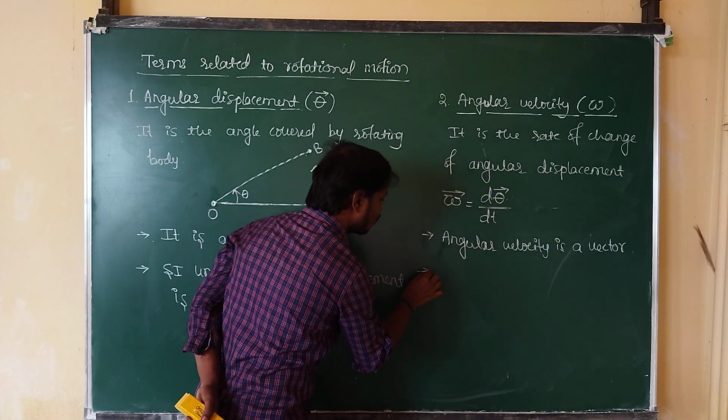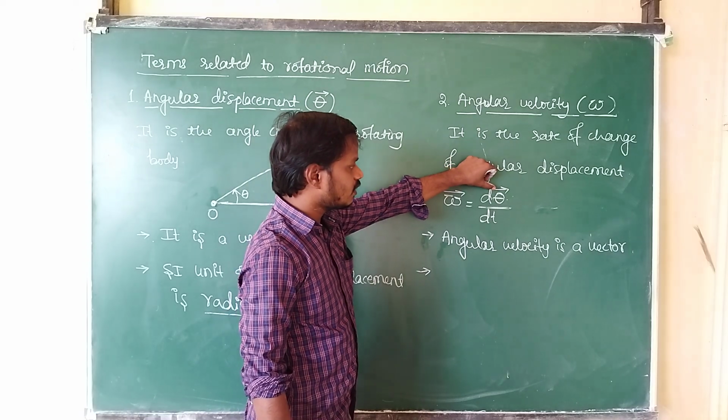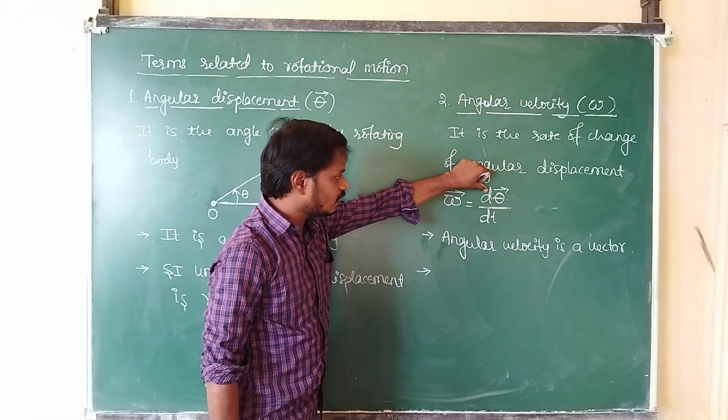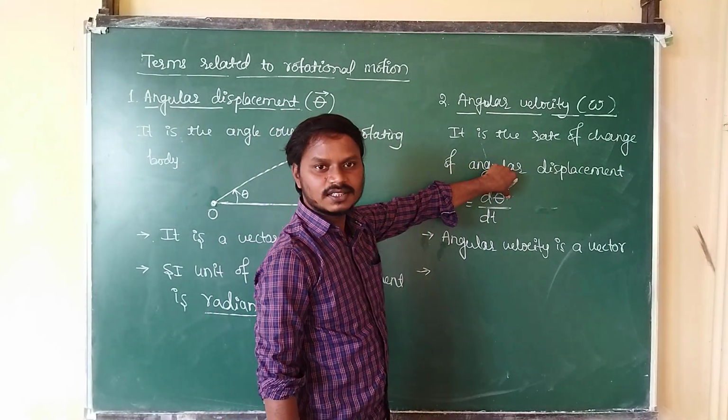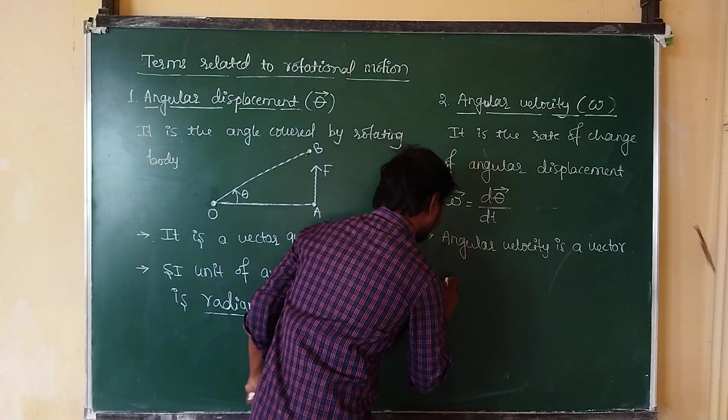Next, what is the SI unit of angular velocity? The SI unit of angular velocity is radian per second, because the angle is measured in radian and time is measured in second, that is why it is radian per second.